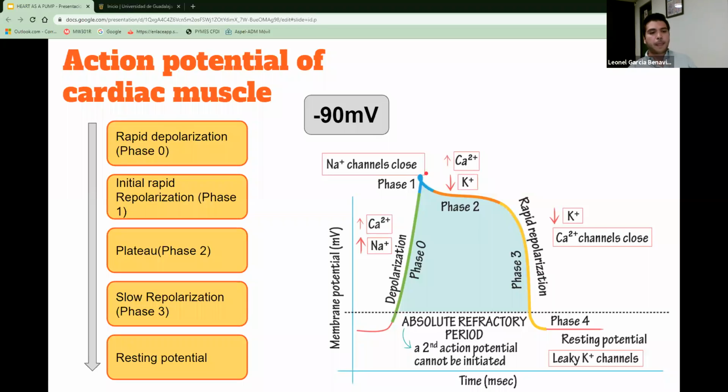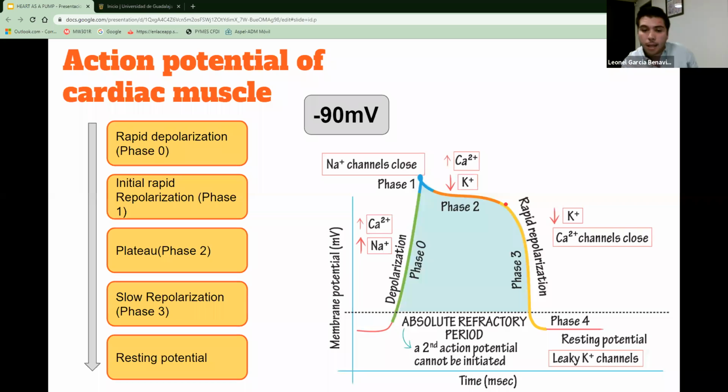In phase 1, it's initial rapid repolarization. Here, fast sodium channels are gonna close. So no more influx of sodium into the cardiac cell. However, there's another cation that's going into the cell. It's gonna be calcium. Calcium is super important in cardiac muscle, okay? It's gonna be one of the most important ions you can have. What's calcium gonna do? Thanks to calcium, the plateau right here that occurs in phase 2, it's gonna occur.